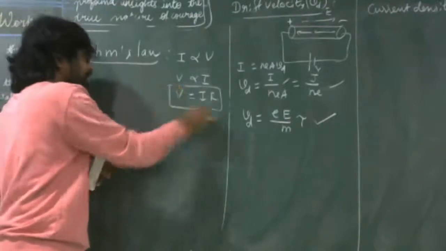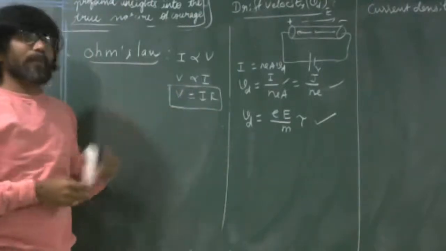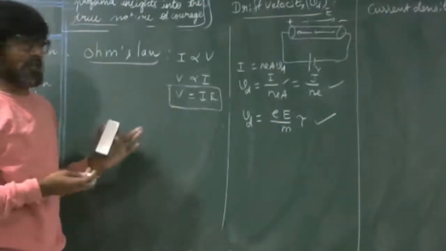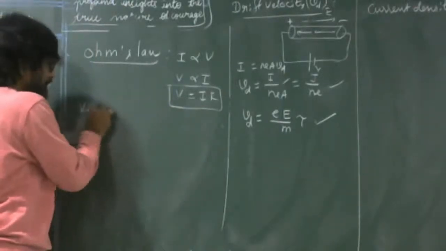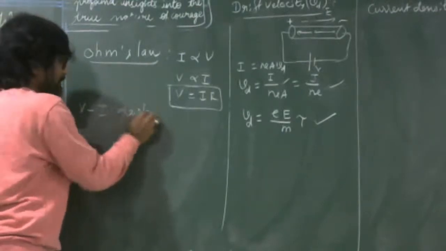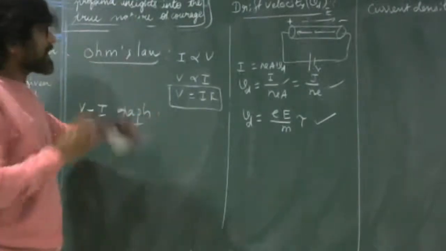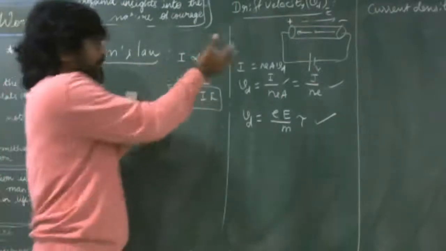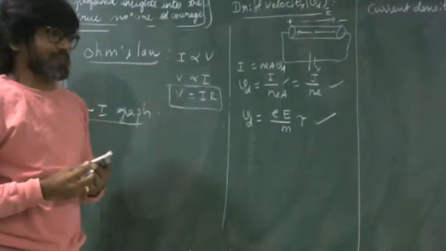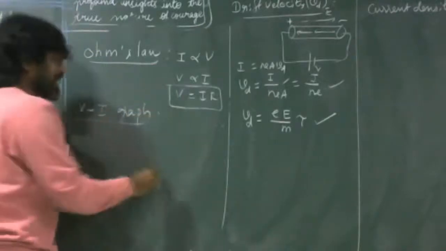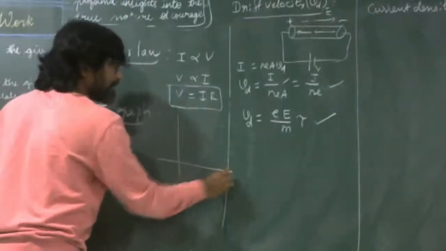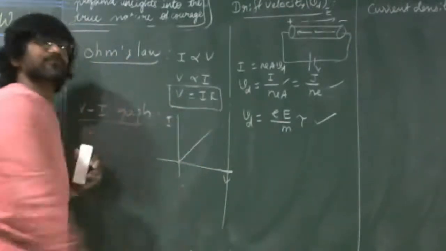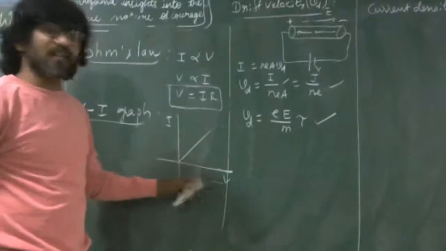Based on this relation, we can draw a graphical representation. We call it the VI graph. Usually, for conductors, current and potential difference are directly proportional. If you increase potential, current increases for conductors. Right? So they will follow a straight line relation. If you take V and increase V, I also increases linearly. So they follow a straight line relation.